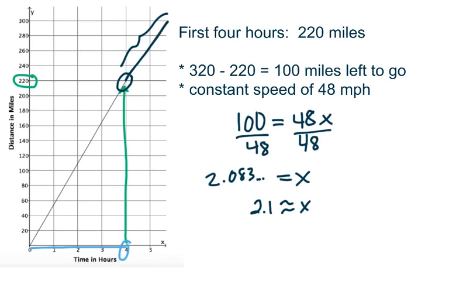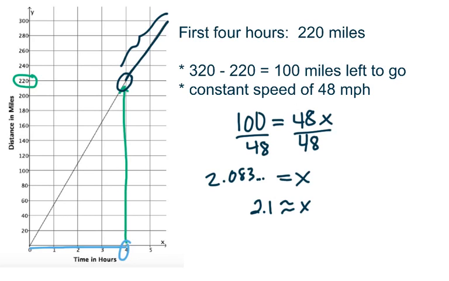So I knew I had 100 left to go, and I also knew that now it was going to be traveling at a constant speed of 48 miles per hour. Setting up an equation of 100 = 48x allowed me to then solve for x. And so I had x ≈ 2.1.